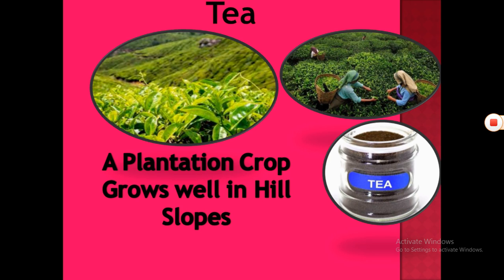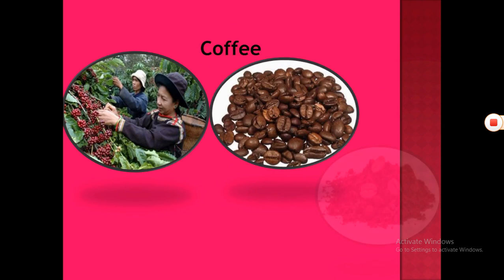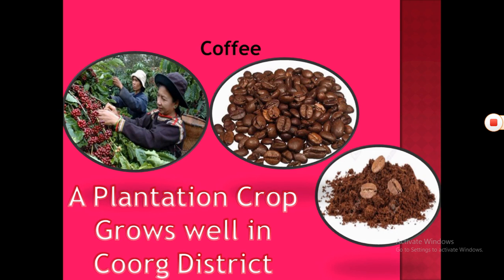Sixth one, coffee. Coffee is another important plantation crop. It grows well in cold places with moderate rainfall. Moderate means not high and not very less. Coffee grows well in Coorg district in the southern part of Karnataka.